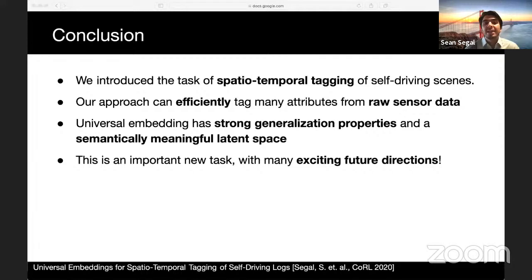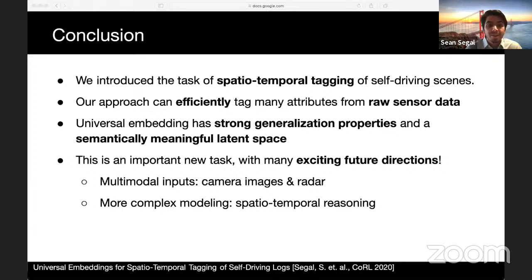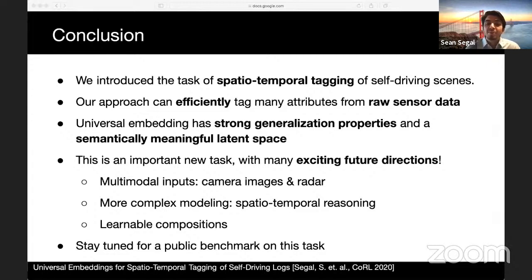There are many exciting future directions to explore. Future models should explore leveraging information from more sensors of the SDV, including camera images and radar captured by the vehicle. Future models can also use more complex modeling techniques to enable better spatio-temporal reasoning. Finally, we are excited by the prospect of learning a set of compositional functions in order to improve the performance of the system on compositional tags. Stay tuned for a public benchmark on this task, which we plan to release soon.